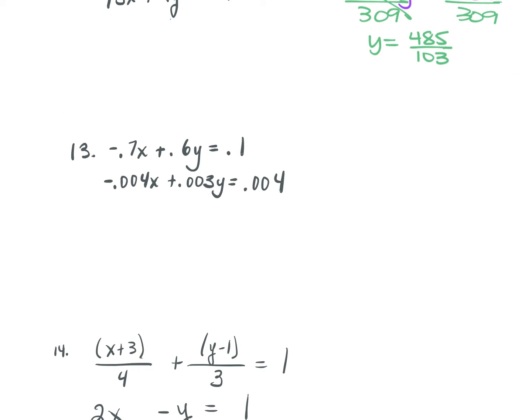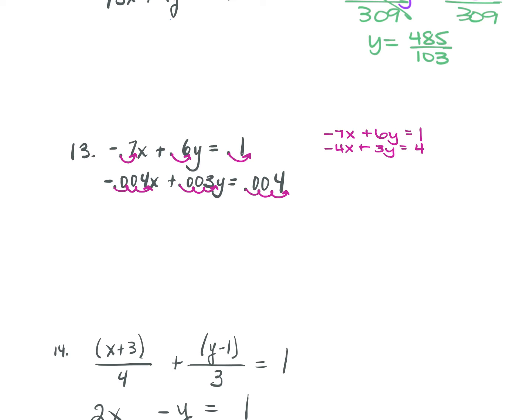For 13, we have negative 0.7x plus 0.6y is equal to 0.1, and negative 0.004x plus 0.003y is equal to 0.004. If we move the decimal point one place to the right on everything on the top, that would be multiplying it all by 10. That would give us negative 7x plus 6y is equal to 1. If we multiply everything on the bottom by 3,000, that would give us a negative 4x plus 3y is equal to 4.